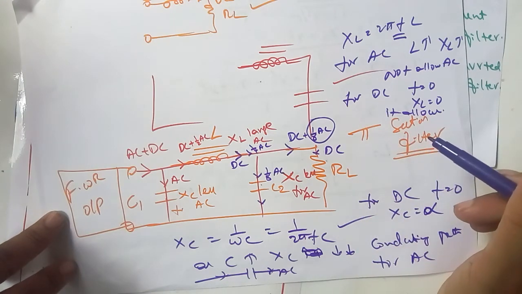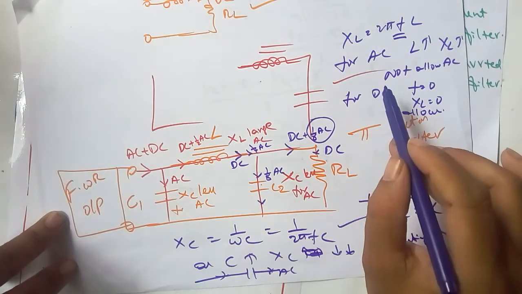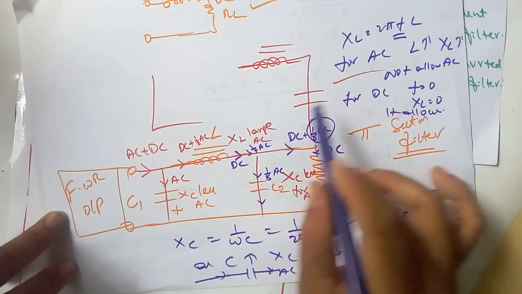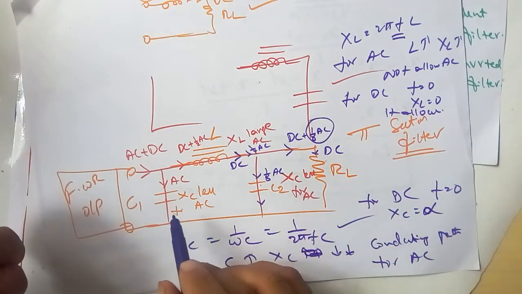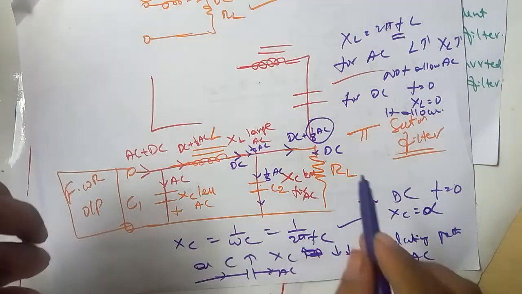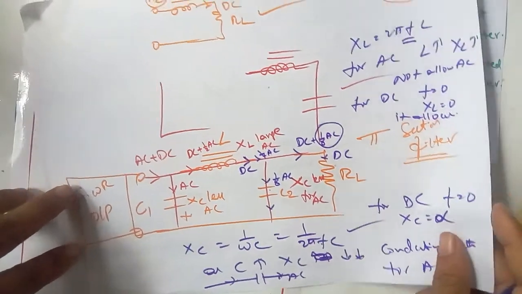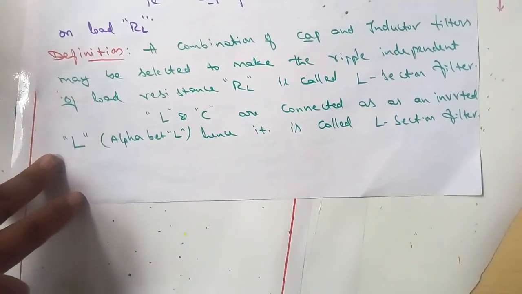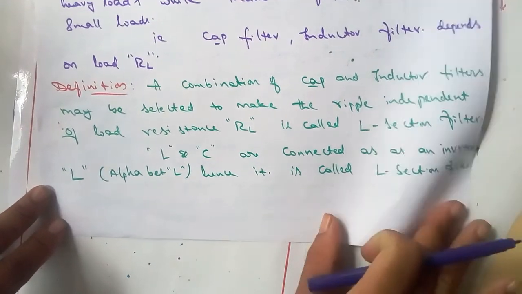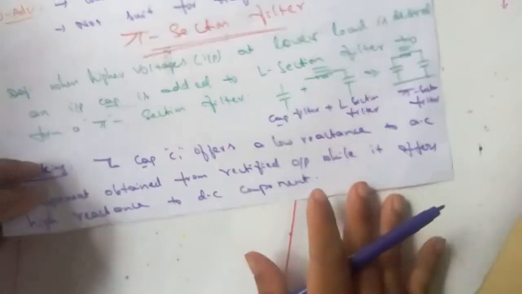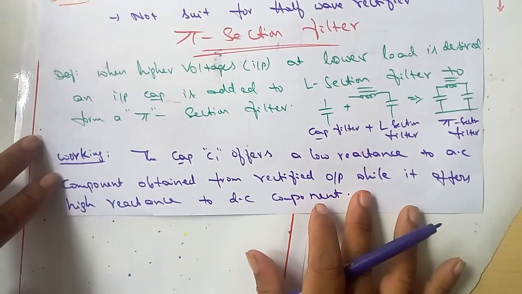This is the working phenomenon behind the L section, I mean the series inductor filter and the capacitor filter. If we combine both, it forms what is called the pi section filter, right? Now we have to discuss the definition of the pi section filter.